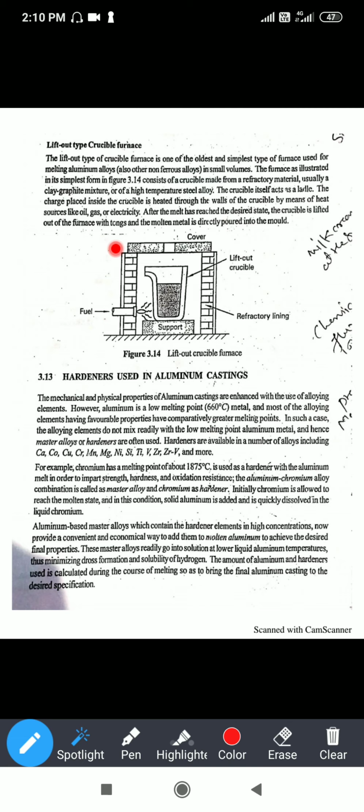For example, chromium, magnesium, zinc, magnetite, nickel. These are some of the alloys which are used in aluminum for improving the hardness. For example, chromium has a melting point of about 1875 degrees Celsius and is used as a hardener with the aluminum melt in order to impart strength, hardness and oxidation resistance. So these are some of the alloys which are used for improving the hardness of the aluminum.